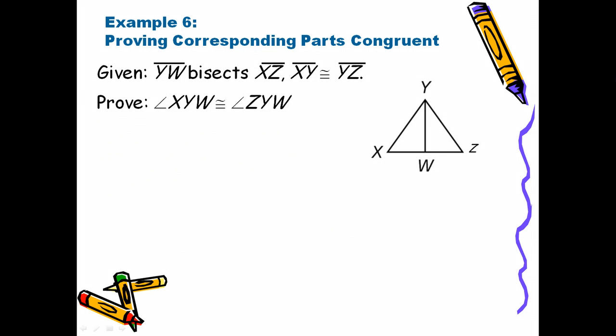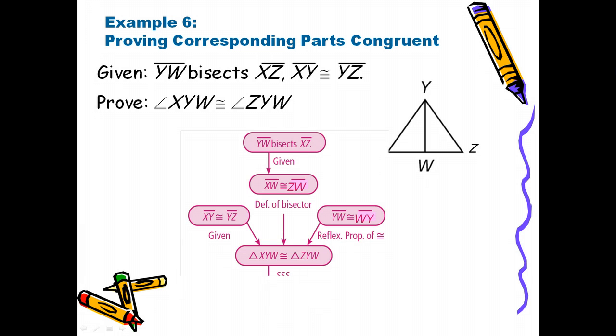If we want to prove corresponding parts congruent, and we're given YW bisects XZ, XY is congruent to YZ, we want to prove that angle XYW is congruent to angle ZYW. We can write a nice flowchart proof here.